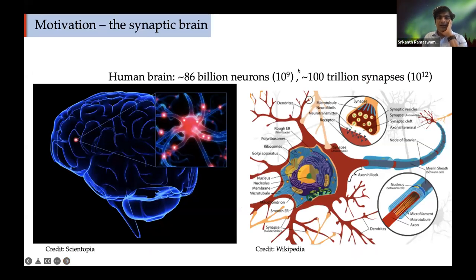So let's start with a little motivation on the synaptic brain, as I like to call it. The human brain consists of about 86 billion neurons that are connected by about 100 trillion synapses, so 10 to the 12 synapses. To make this whole affair more complex, these neurons and synapses are continuously being acted upon by certain signaling chemicals called neuromodulators that really dynamically reconfigure or change activity states of neurons and synapses to bring about myriads of possibilities at the network level.